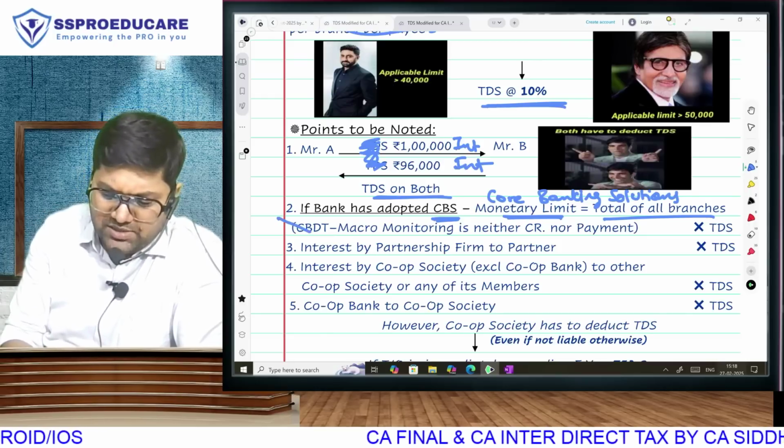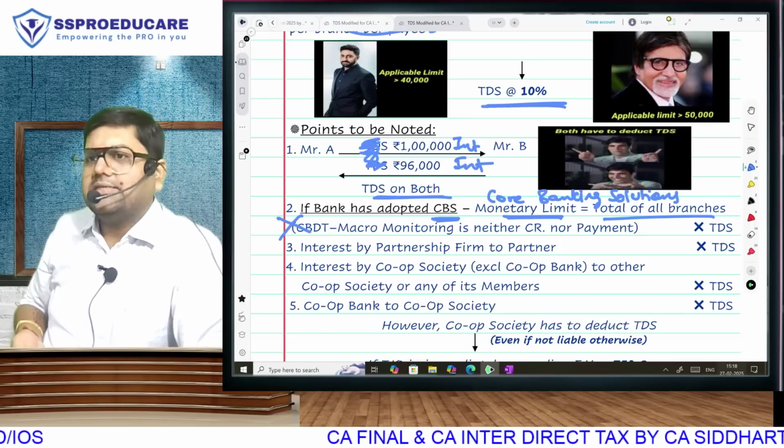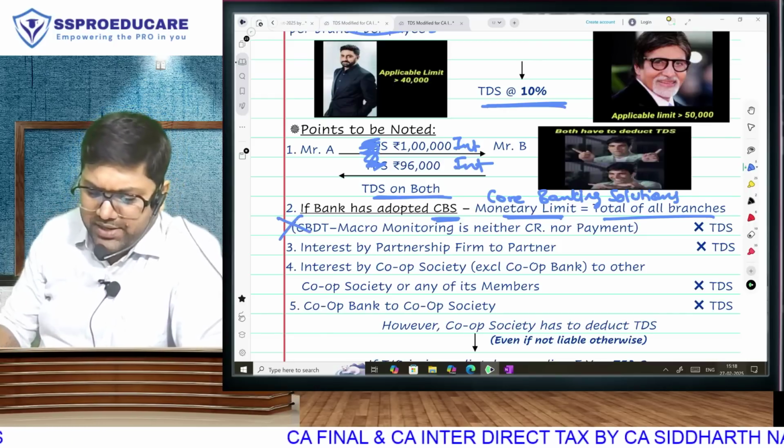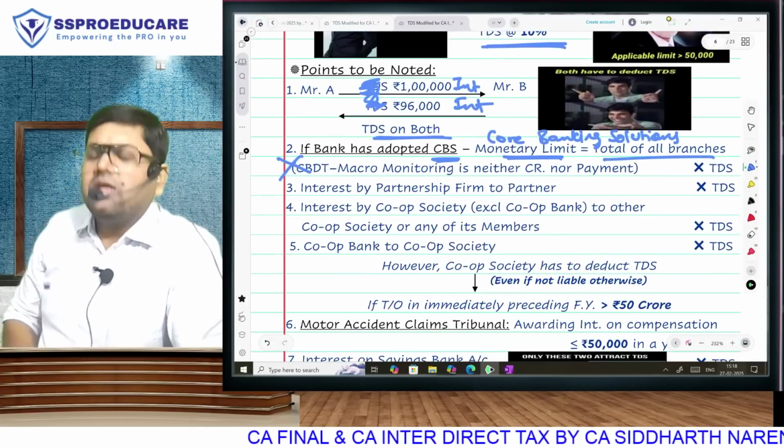Macro monitoring was a CBDT circular, so you can cancel. It is not relevant to you. The next point is not relevant but very small and easy.